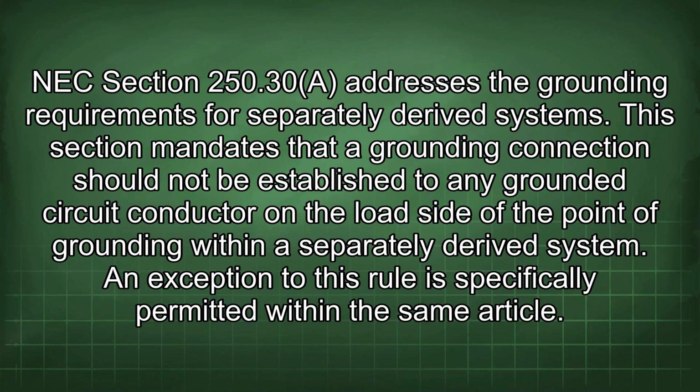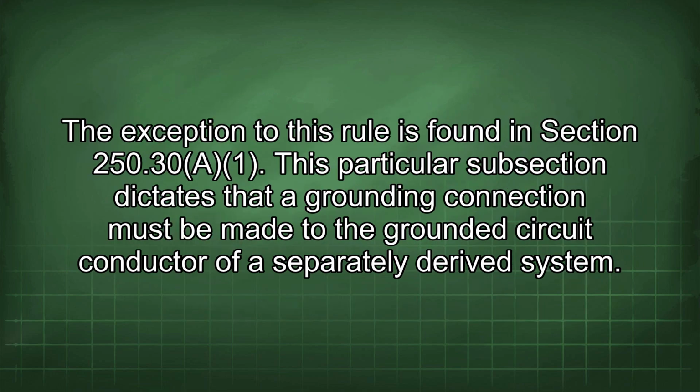NEC Section 250.30 addresses the grounding requirements for separately derived systems. This section mandates that a grounding connection should not be established to any grounded circuit conductor on the load side of the point of grounding within a separately derived system. An exception to this rule is specifically permitted within the same article.